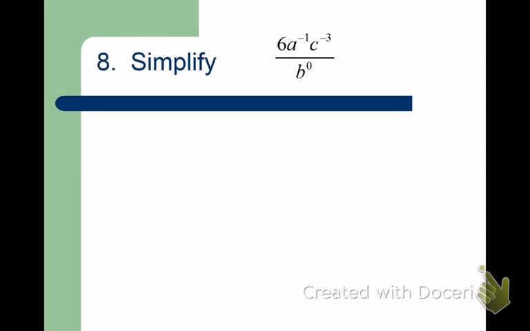Now, what about simplifying something like this? Use what we know so far. B to the 0 is 1. We know that.